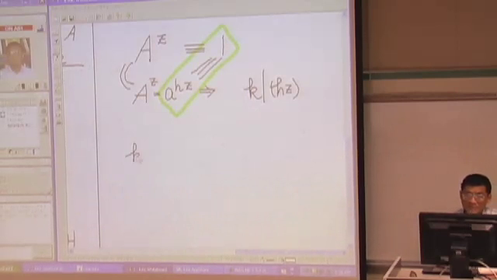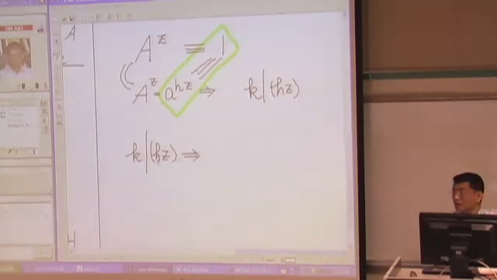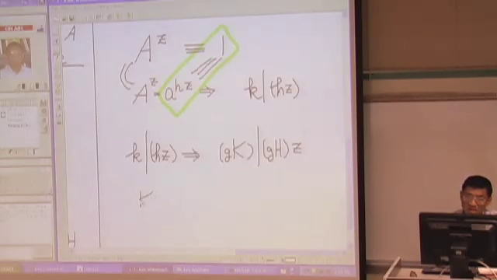Then, because of this, we now know that k divides h times z, and we can rewrite k and h using capital letters. G times K divides G times H z, and we can cancel out G, then K divides H times z. Any questions up to this point?